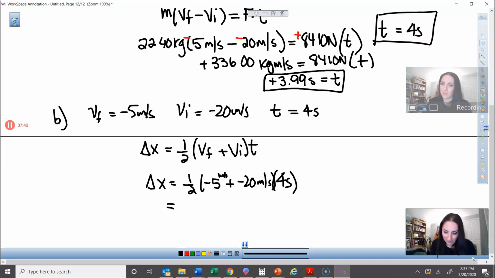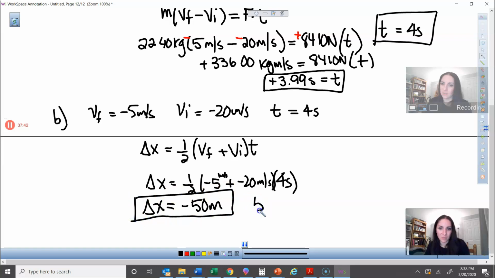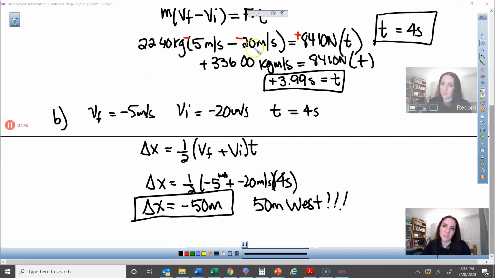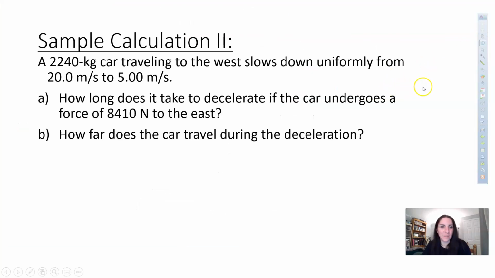Oh my goodness. So I'm calculating this: 0.5 times (-5 plus -20) times 4. I get -50, which scared me for a brief moment. But it's okay, everybody. Because -50 just means we went 50 meters west, which makes total sense because we were going west to begin with. So everything works out. See? Gotta trust physics. It works. Okay. There you go.